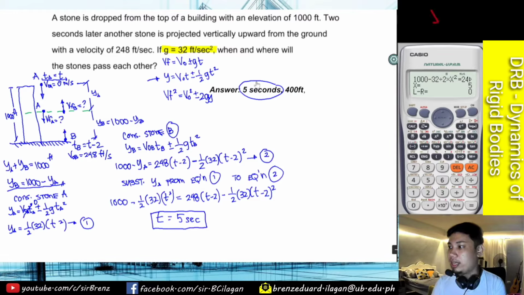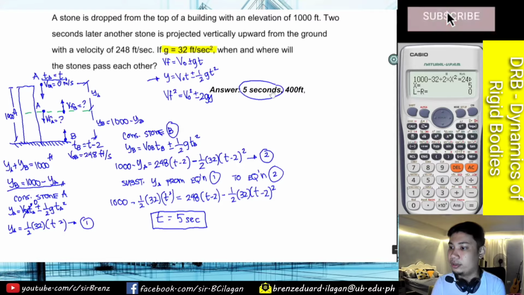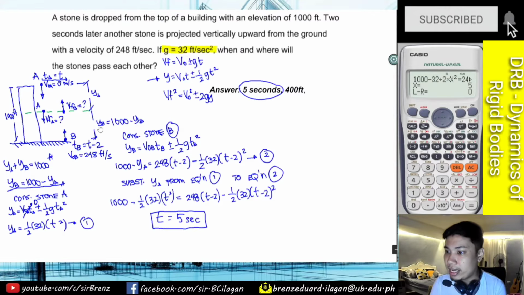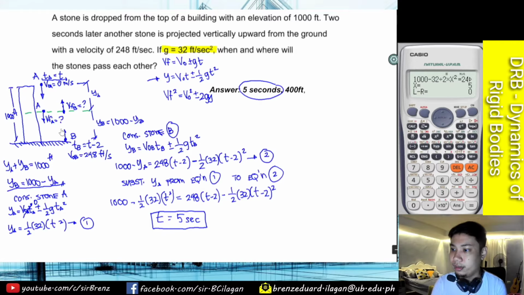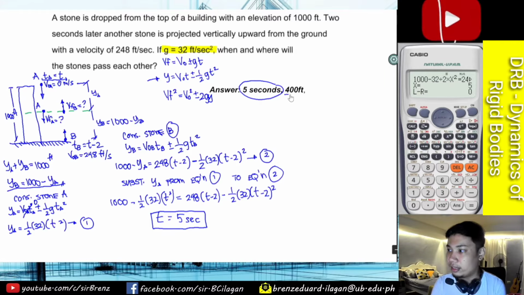Okay, so nasagot na natin yung unang tanong. Ang sunod, saan ba daw ba sila magtatagpo? So it's either YA yan or YB. Wala kasing na-specify dito eh. So hindi sinabing coming from the top of the building or coming from the bottom. Pero check natin kung ano ba yung 400 na to. Kung ito ba ay from the top or from the bottom.